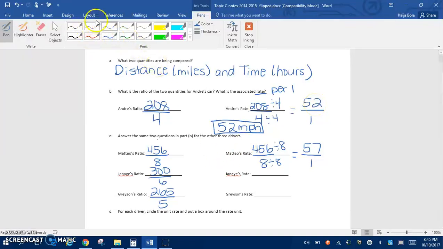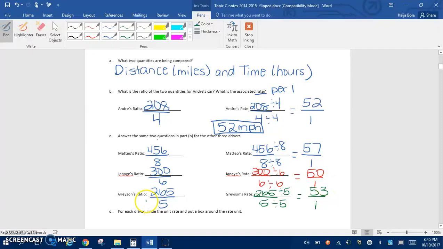Alright, I'm going to do Janae's in a different color here. So here we have 300 over 6. Alright, and we're trying to get to 1 again, so that means we are dividing by 6 both times, so we would get 50 over 1. And then Grayson here, we're going to do 265 over 5, and again we're trying to get to 1 on the bottom. That means we're dividing by 5 both times, so on the top, when we put in the calculator, we get 53.